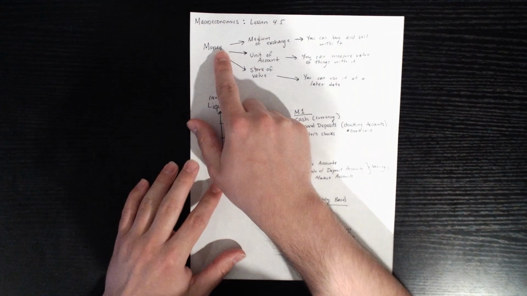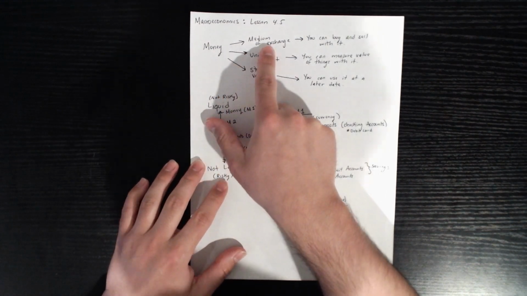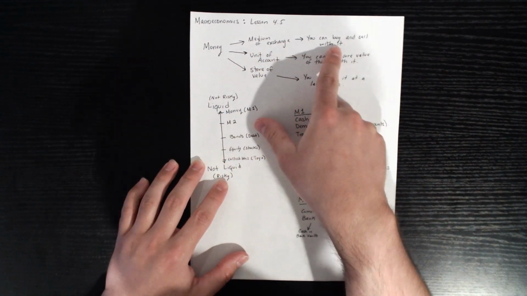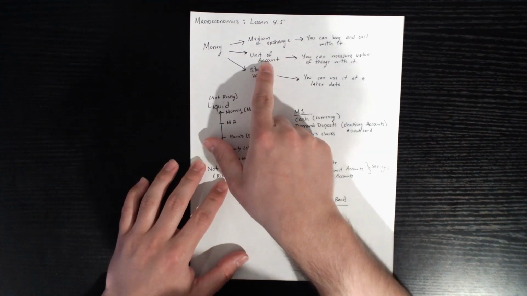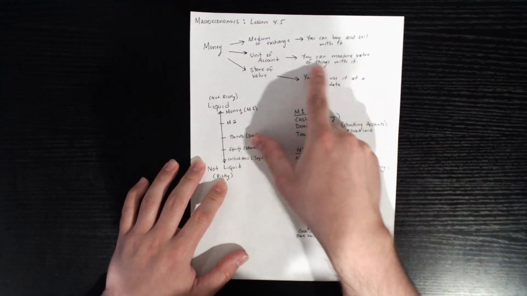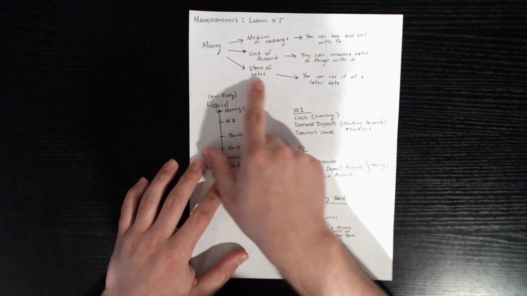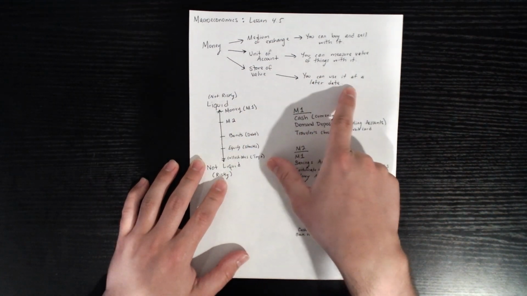Money has three different purposes. It's a medium of exchange, which means you can buy and sell stuff with it. It's a unit of account, which means you can measure the value of things with it. And it's a store of value, which means you can use it at a later date.